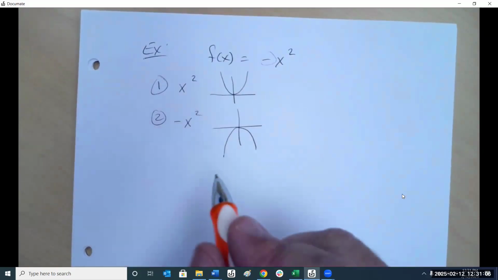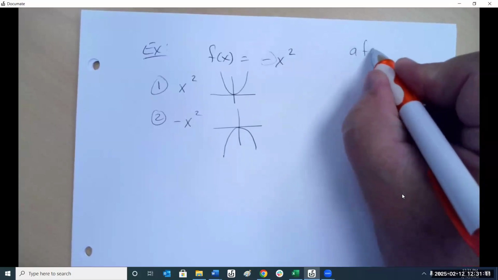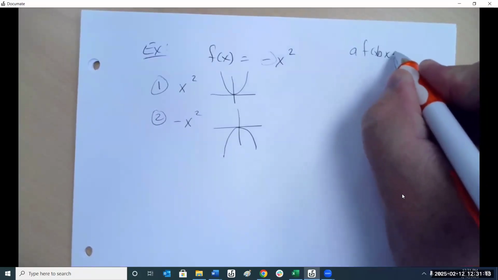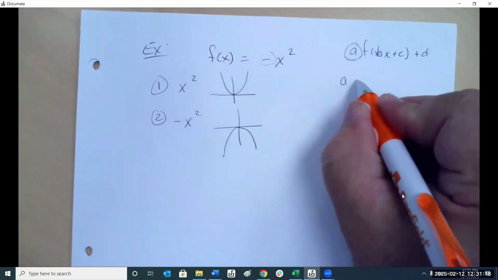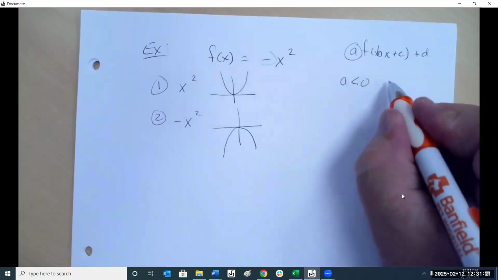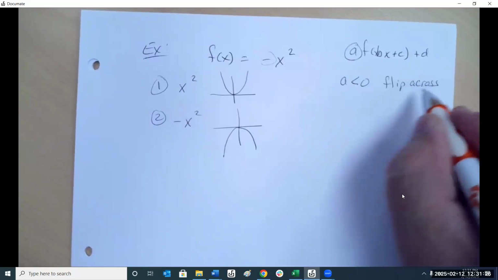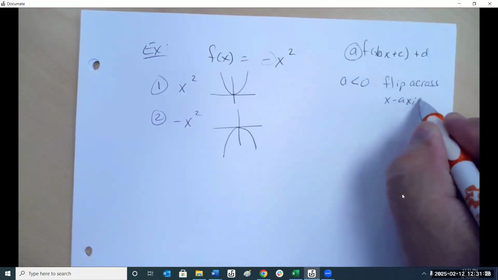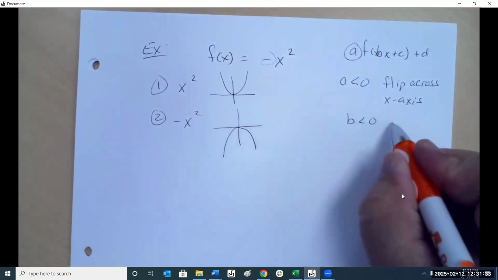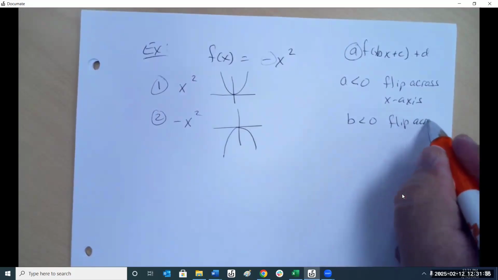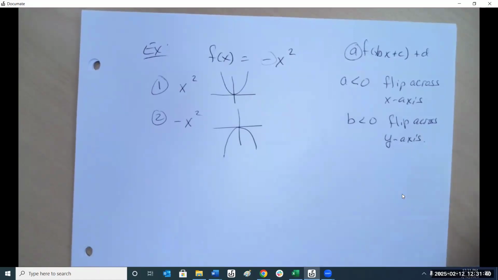So if you change the sign of outside, or A, if A is negative, flip across the x-axis. If B is negative, flip across the y-axis.